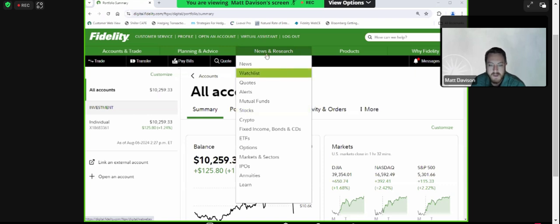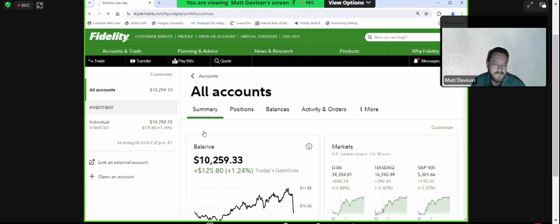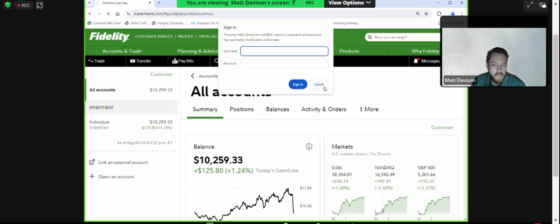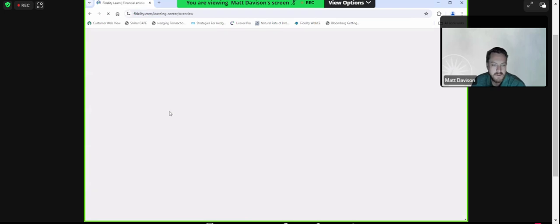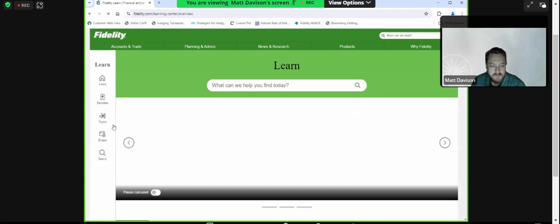But if you're already on the page, you can go to news and research and then down to learn. That'll take you to our main learning center. And once you're there, this is going to load. Computer's going a little bit slow this afternoon. And what you'll see on the left-hand side is a couple of different things, but you'll see events is the main thing that we're looking for.